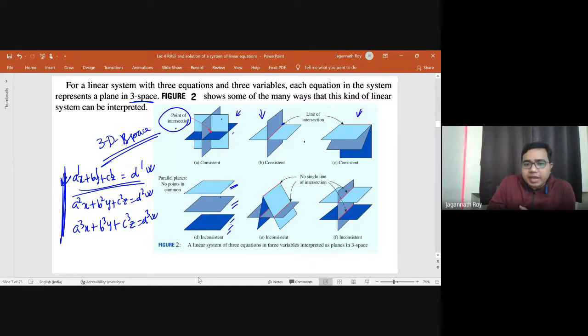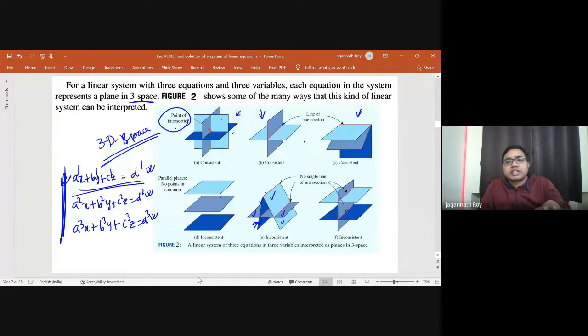So if you have this kind of situation, either they are parallel to each other or no three planes are intersecting at a time. Here what is happening? This plane and this plane are intersecting. At this point, this plane and this plane are intersecting. In this case, this plane and this plane are intersecting. No three planes are intersecting together.